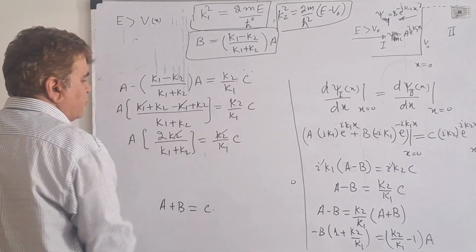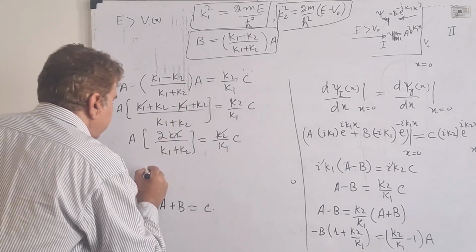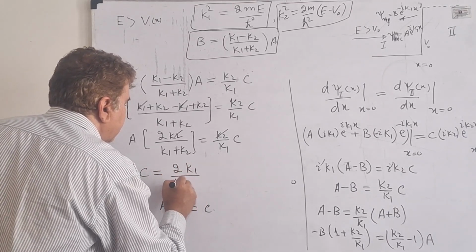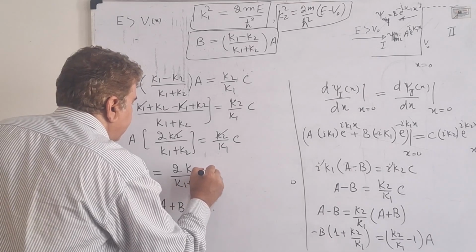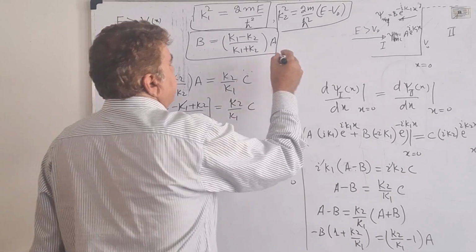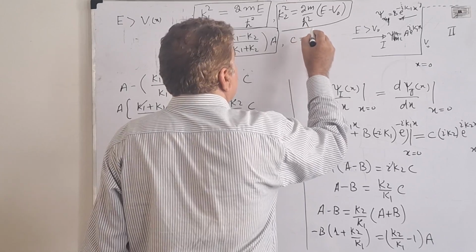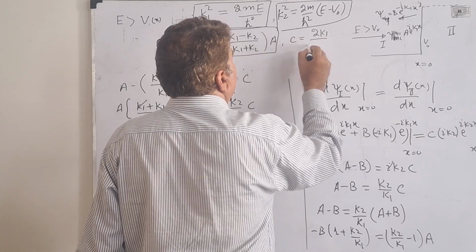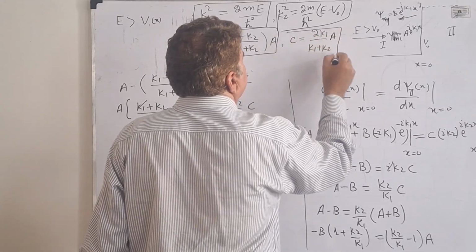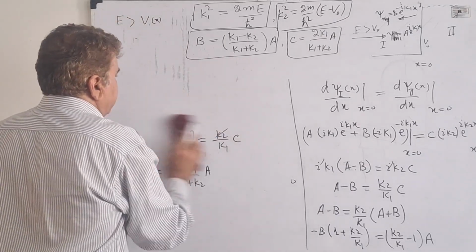I can cancel this K2 with this K2, and taking K1 to this side and then inverting the whole equation would allow me to write this as 2K1 divided by K1 plus K2 times A. So I write this value here: C equals 2 times K1 over K1 plus K2 times A. I don't need this equation anymore, so I rub it out.